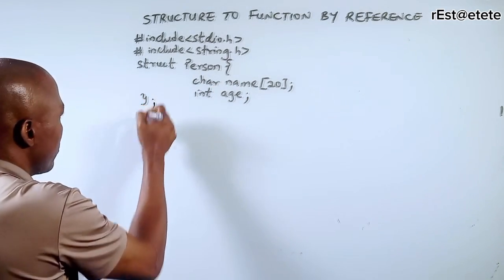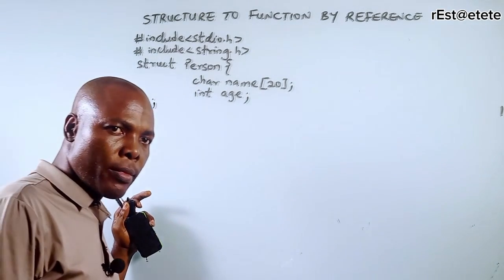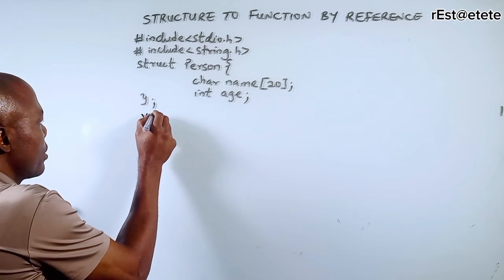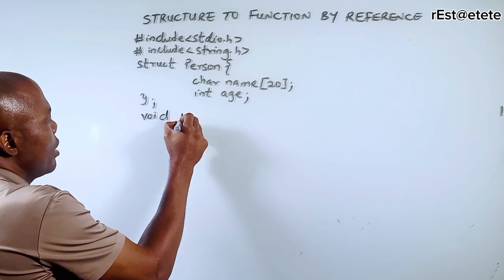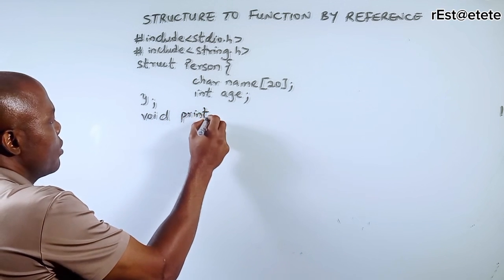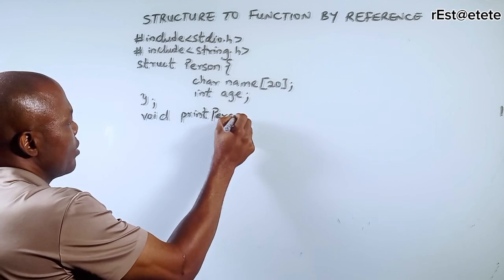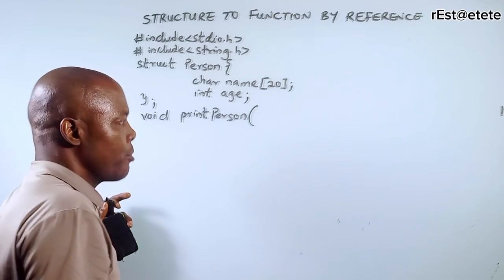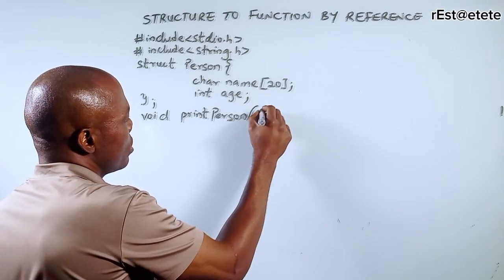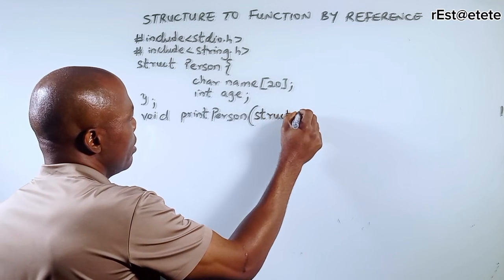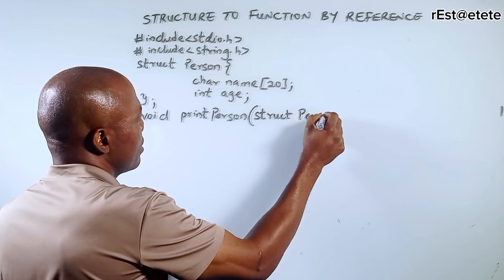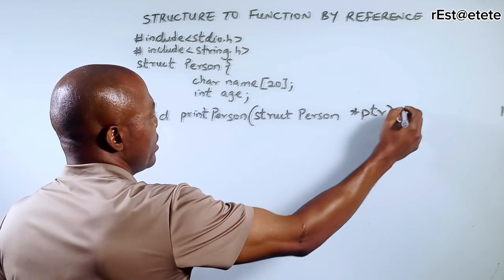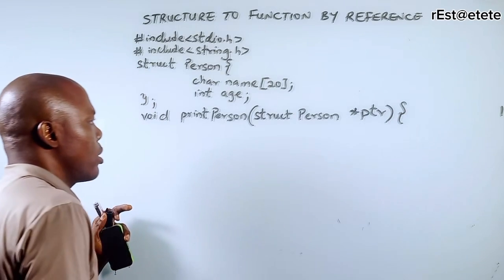Now I'm going to create my function that will perform the task. The function is not going to return anything, so it's going to be void. I'll call it print person, just the same function name I used in the last one. This function is expecting a pointer, so I will have struct person, then this is my pointer. I'll call it ptr. That's what it's expecting.